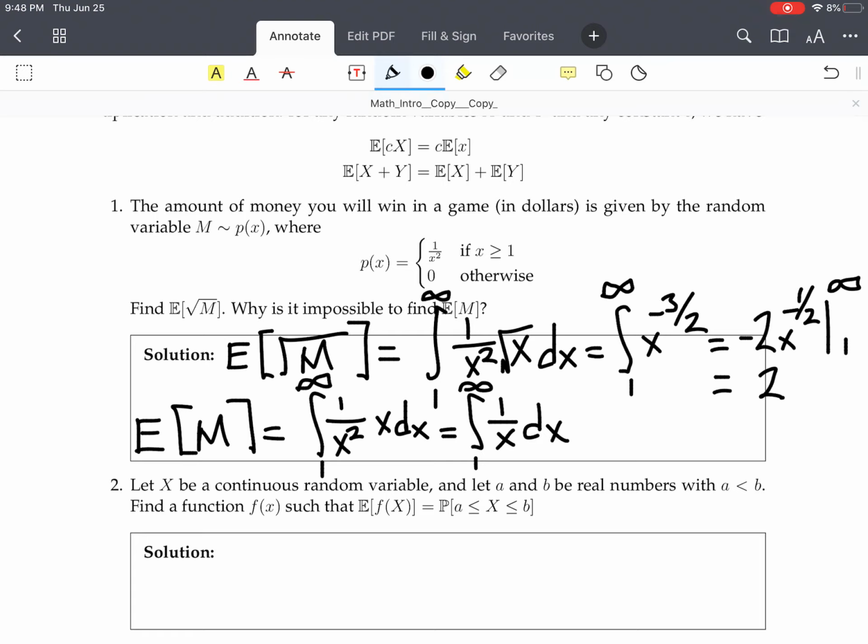So if you're not familiar with this, the integral of 1 over x is a divergent integral. So essentially it goes to infinity. So this is infinity. So we can't find the expected value of m because it's infinitely large. Okay, so that is something that could happen. Okay, so that's some practice with the expected value equations.